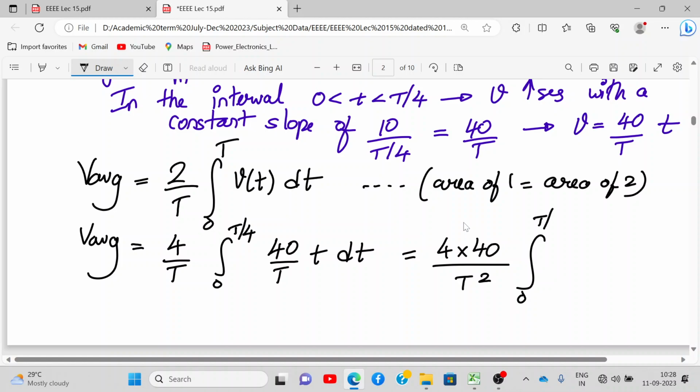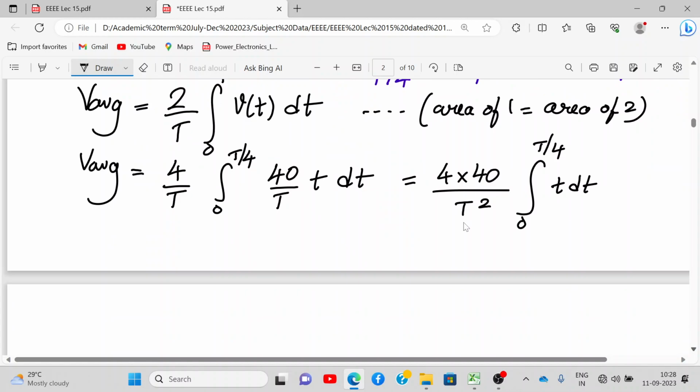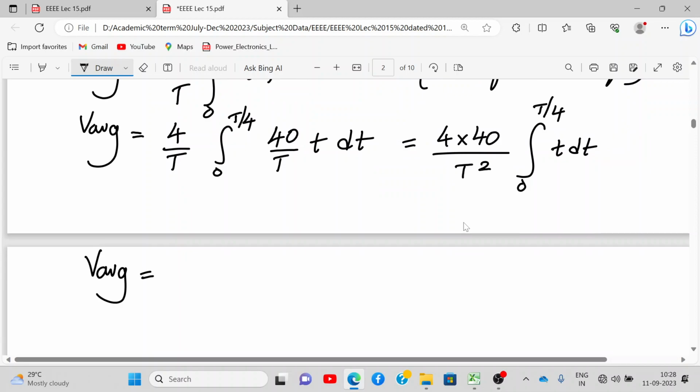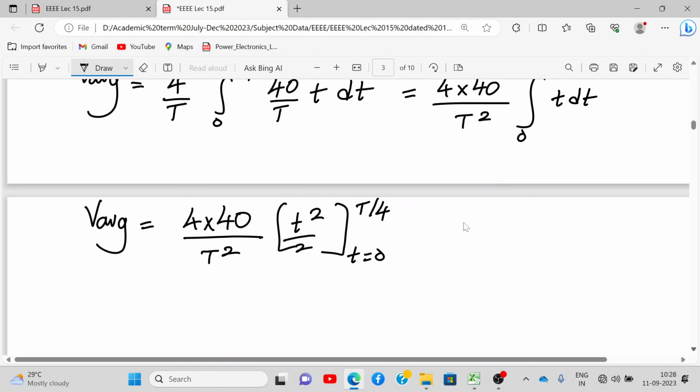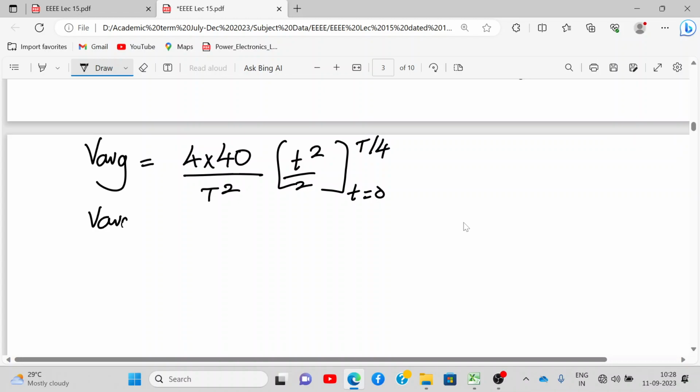Zero to T by 4, 4t dt. What is the integral of t dt? T square by 2. So V average will be this: 4 into 40 divided by T square, into T square by 2, where t is going from 0 to T by 4, capital T by 4. So please solve this further.